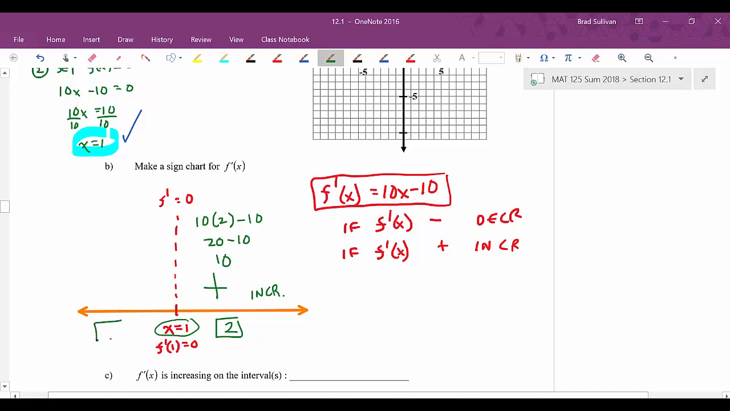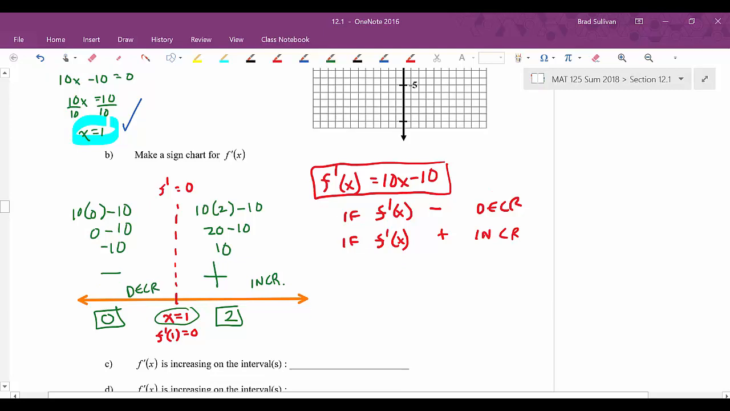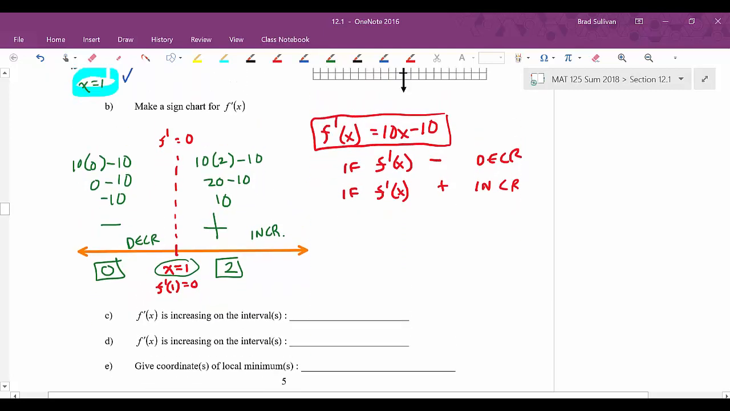Then if we go here, let's take a number less than 1. It doesn't matter what, you'll get the same result. Let's go with 0. Plug into the derivative. So we go 10 times 0 minus 10. That's 0 minus 10. That's a negative 10. So that means the function decreases. So that sign chart will tell you what you need to know about the function increasing and decreasing.